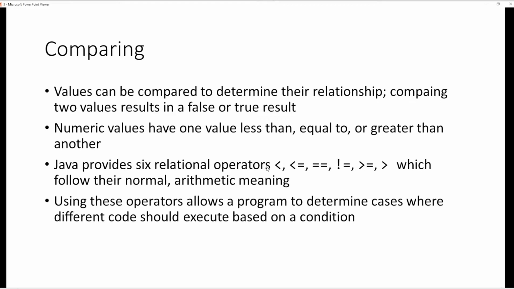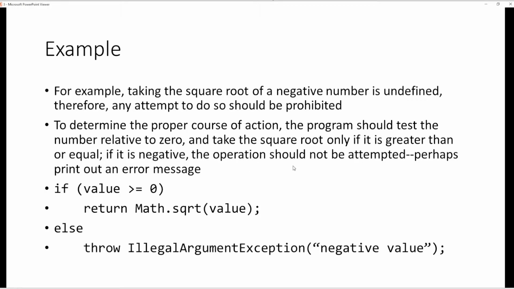Using these operators allows a program to determine cases where different code should execute based on a condition. For example, taking the square root of a negative number is undefined. Therefore, any attempt to do so should be prohibited. What we've learned so far would not allow us to do that. We need to make a decision before we take a square root.